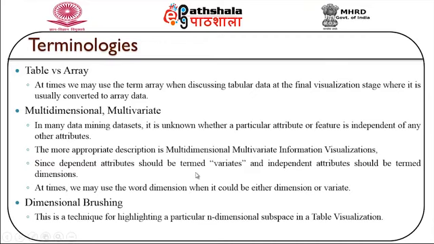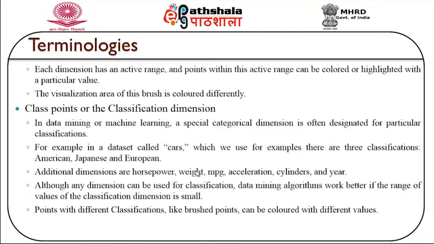The next terminology is dimensional brushing. This is a technique for highlighting a particular n-dimensional subspace in a table visualization. Each dimension has an active range, and points within this active range can be colored or highlighted with a particular value. The visualization area of this brush is colored differently.